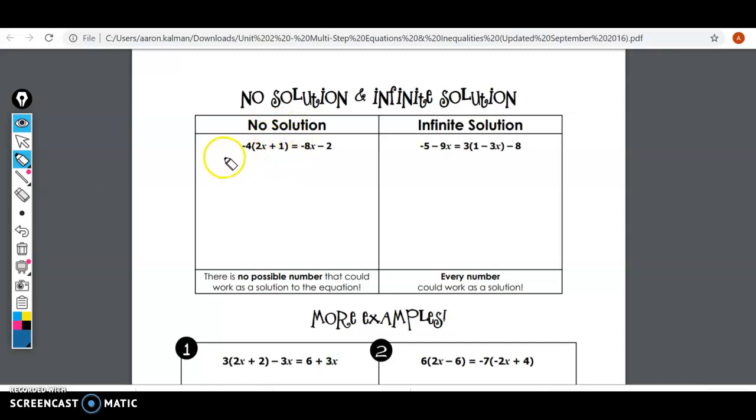First step is to distribute the -4 to everything inside this parenthesis. -4 times 2x is a -8x. -4 times 1 is a -4, and that's going to be equal to a -8x minus 2.